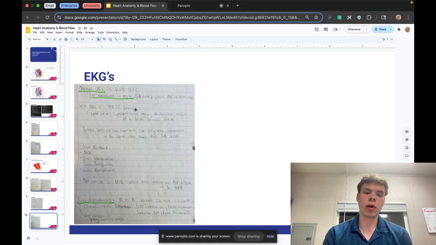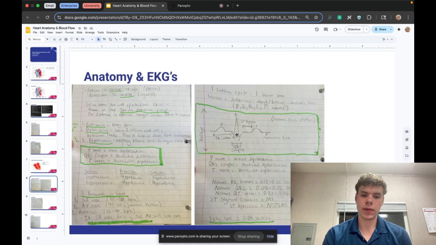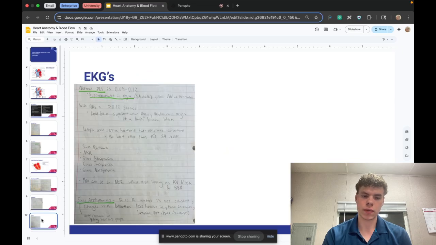So a normal QRS, which we can go back right here, is 0.08 to 0.12 seconds, right? A normal QRS. If you have a wider QRS, meaning it's longer than 0.12 seconds, there could be a bundle branch block or it could be supraventricular.